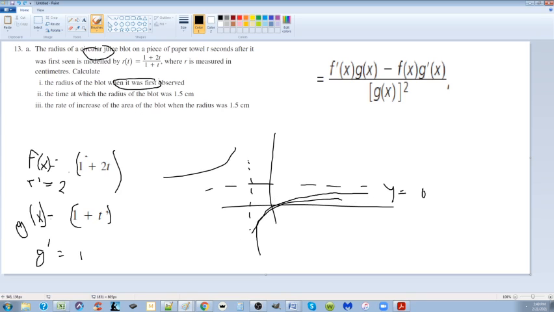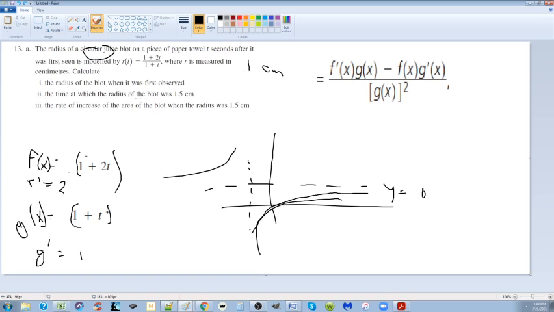The radius of the blot when it was first observed. When was it first observed? What was the radius? Well, that's when this is 0. So that becomes 0, and that becomes 0. So you get 1 over 1. What was the radius of the blot when first observed? It was 1 over 1, so it was 1 centimeter. And that's when time is 0, when it's first observed. So that's the answer to that.